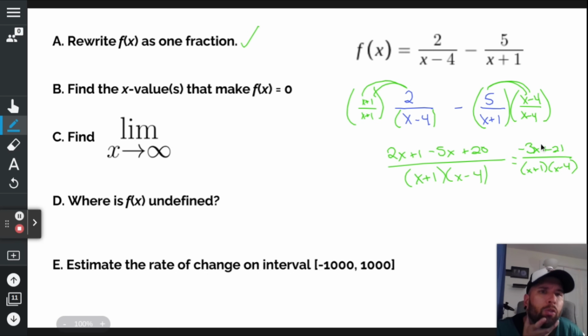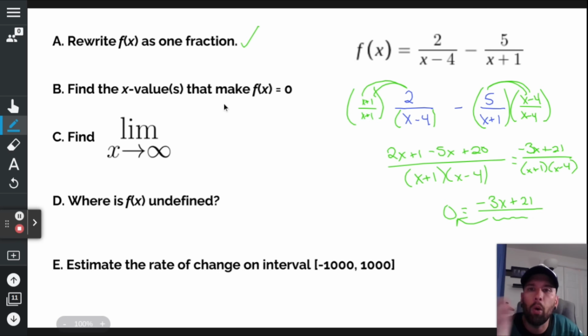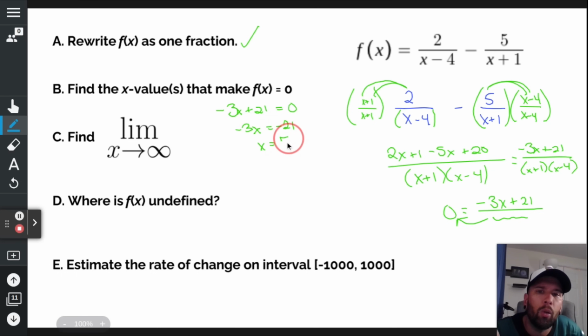Find the x values that make f of x equal to 0. Well, if f of x was equal to 0, this is the same thing as me finding the zeros. So who cares what that is? Because I'll just multiply that to 0 and it'll go away. So what I need to do is do negative 3x plus 21 equals 0. Subtract 21, so negative 3x equals negative 21. Divide by negative 3, and the only x value that would make f of x equal to 0 is 7.